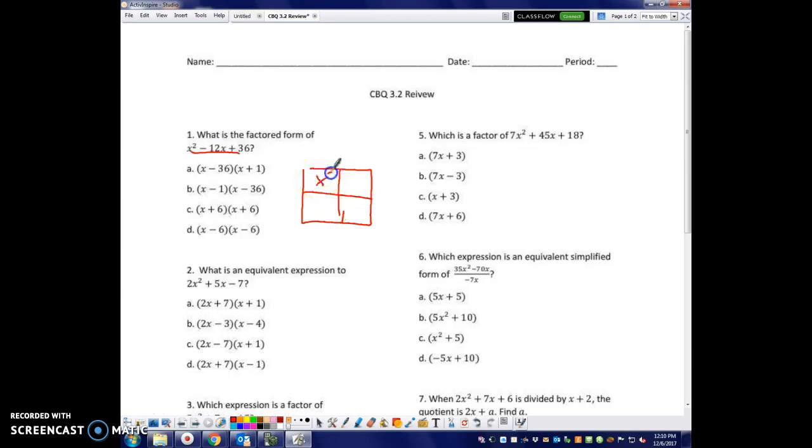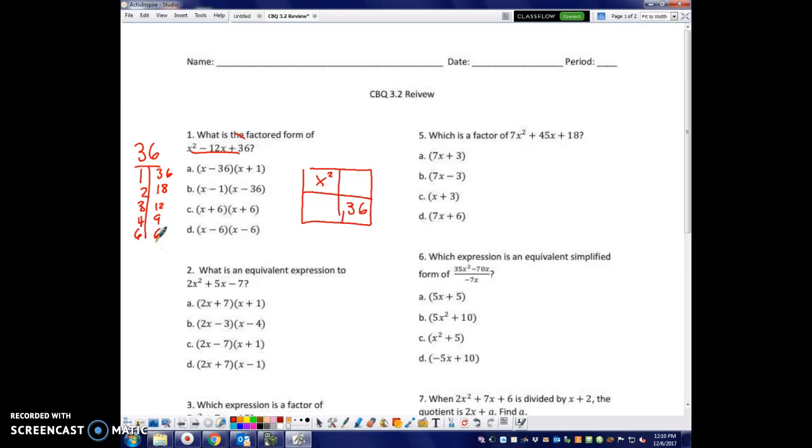One way, x squared goes in this box, 36 goes in this box, okay? Remember your rainbow, 1 times 36 is 36. So the factors of 36 are 1 and 36, 2 and what? Look at your factor sheet. 2 and 18, 3 and 12, 4 and 9, 6 and 6.